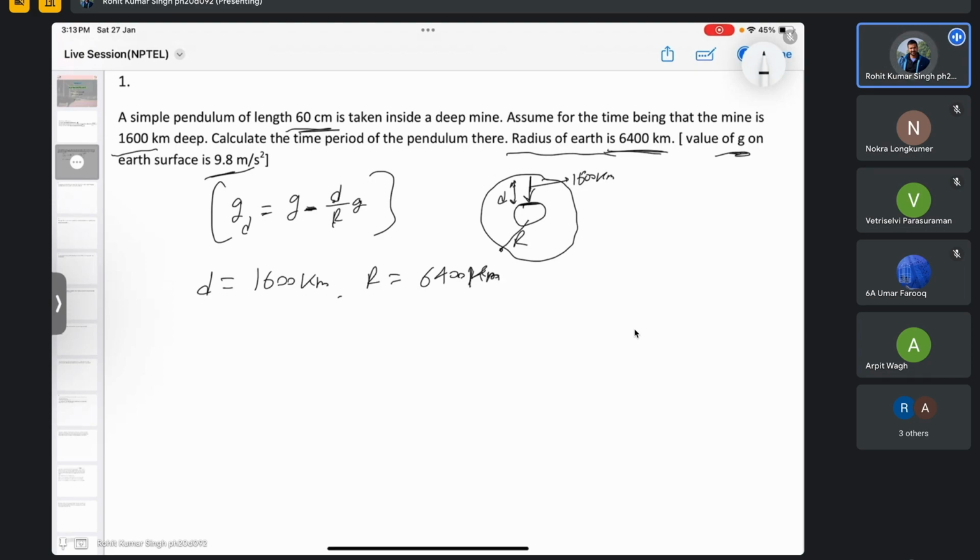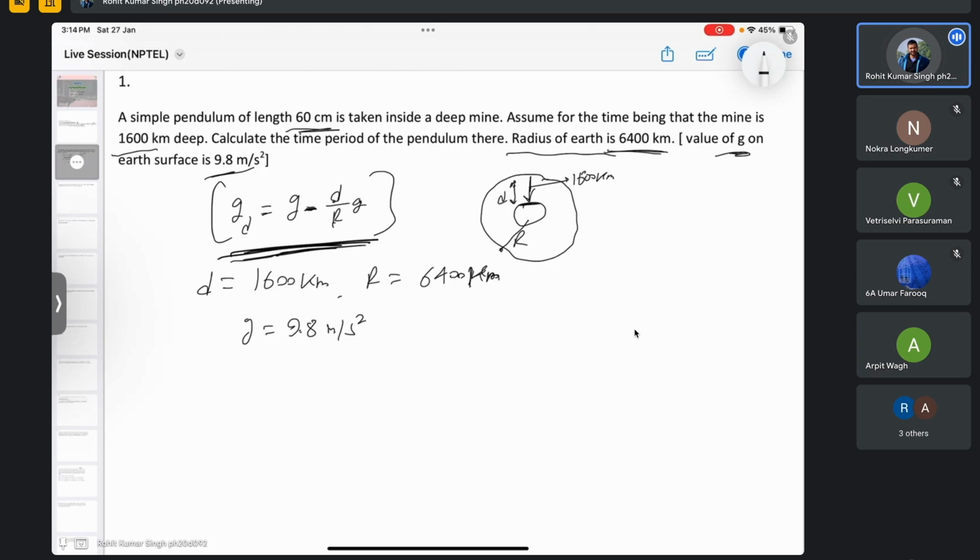Sorry. And then g is 9.8 meter per second square. Now I'm not deriving this formula. This formula is very famous, and I think this is derived in the lectures. And if not, you can find it in any class 12th physics book in the gravity chapter, and there you can find the derivation of this formula. Okay.